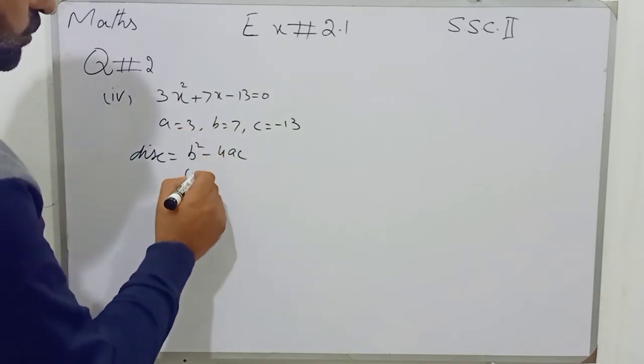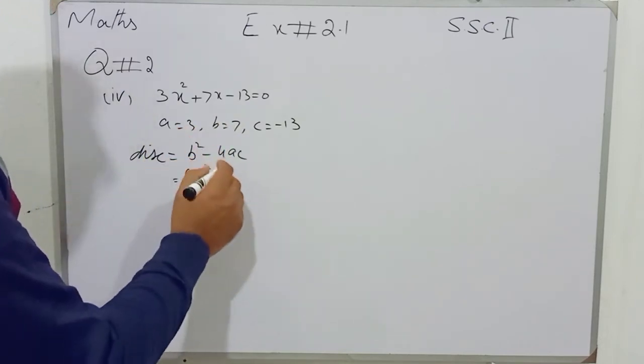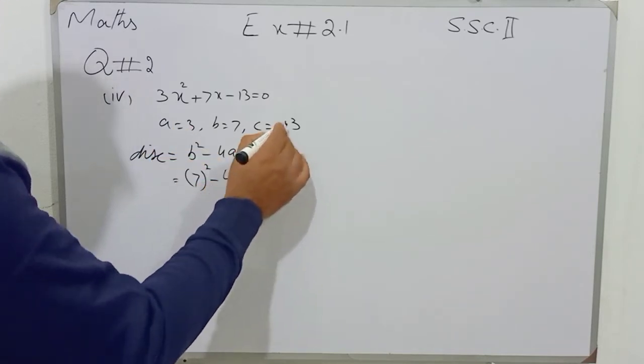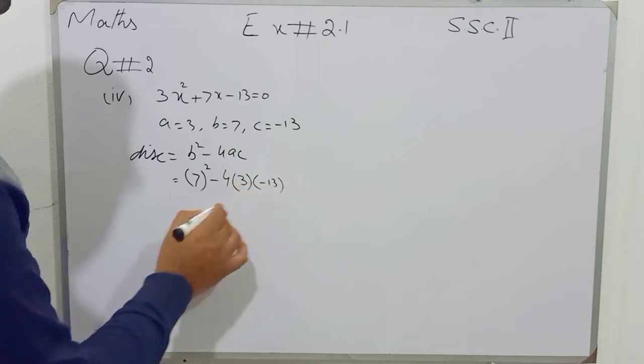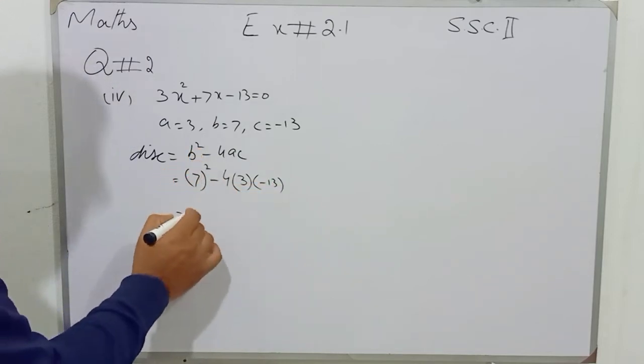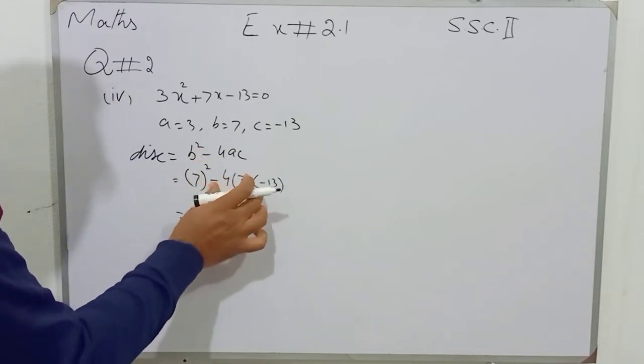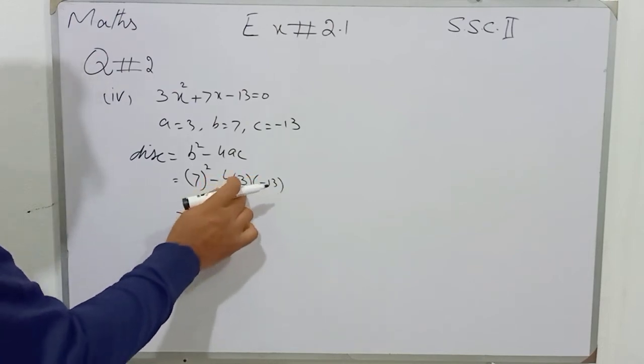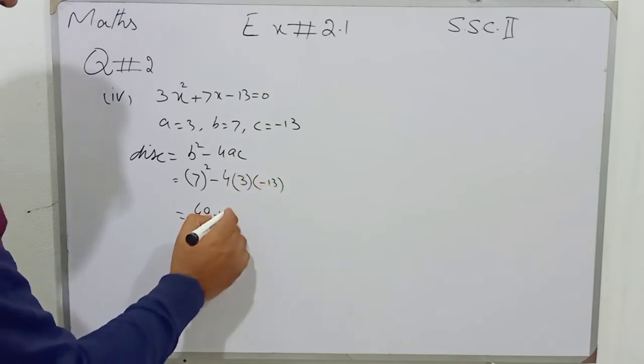So it will become 7 square minus 4. In place of a, the value of a is 3 and the value of c is minus 13. Now take the square of 7, that is 49. This minus and this minus both are multiplying, so it will become plus. 3 4s are 12 and 12 13s are 156.